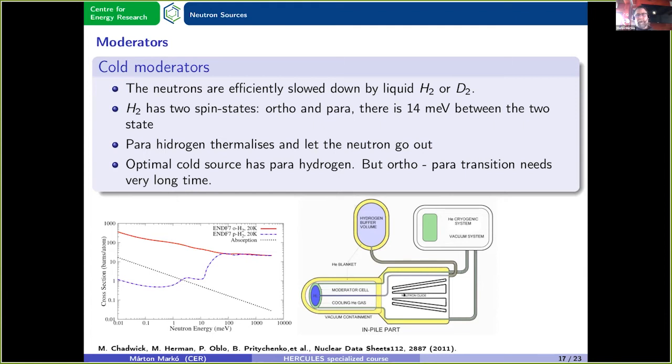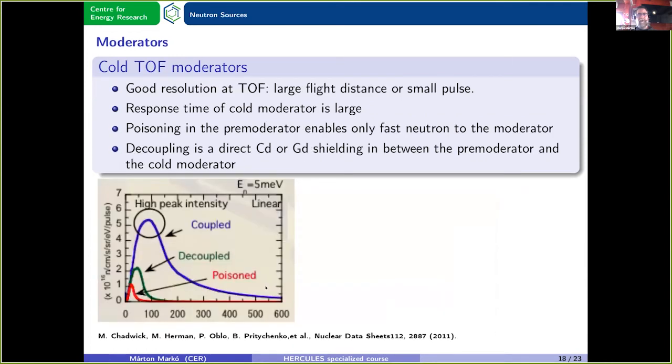Meanwhile, orthohydrogen can thermalize the neutrons, but then when neutrons are in the middle, they cannot come out because there is another reflection. So the goal of the cold source is to use parahydrogen next to the active zone.